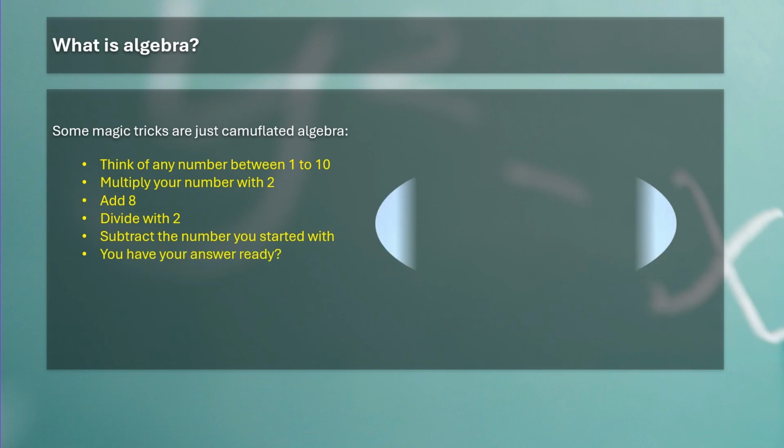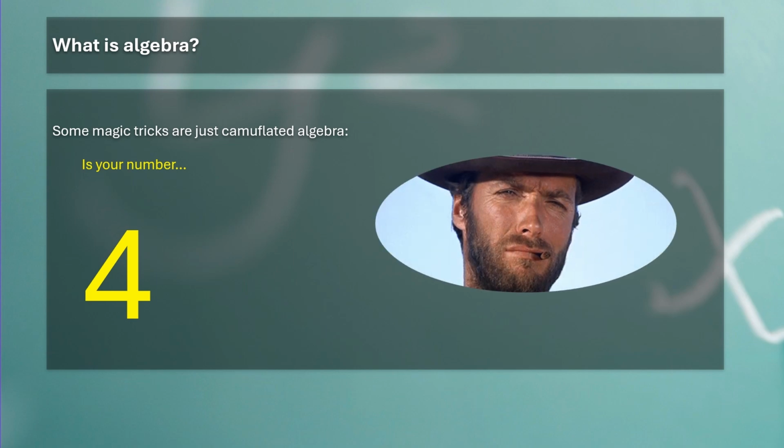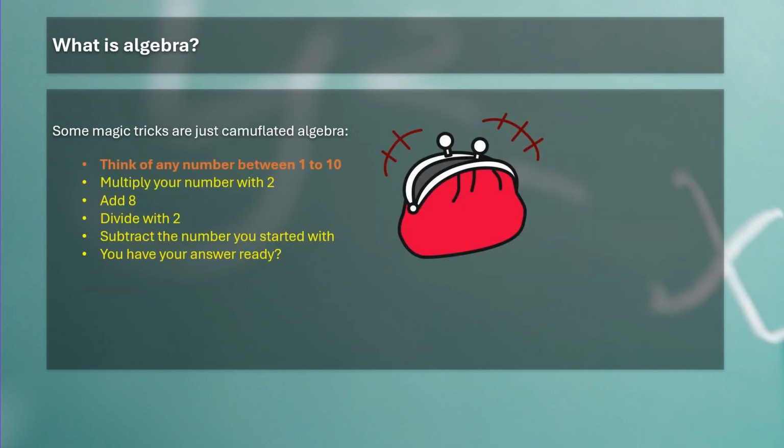Do you have your answer? Think of your answer, and I will read your mind. Is your answer 4? How does the trick work? We can explain it using algebra. First, you are asked to think of a number between 1 and 10.